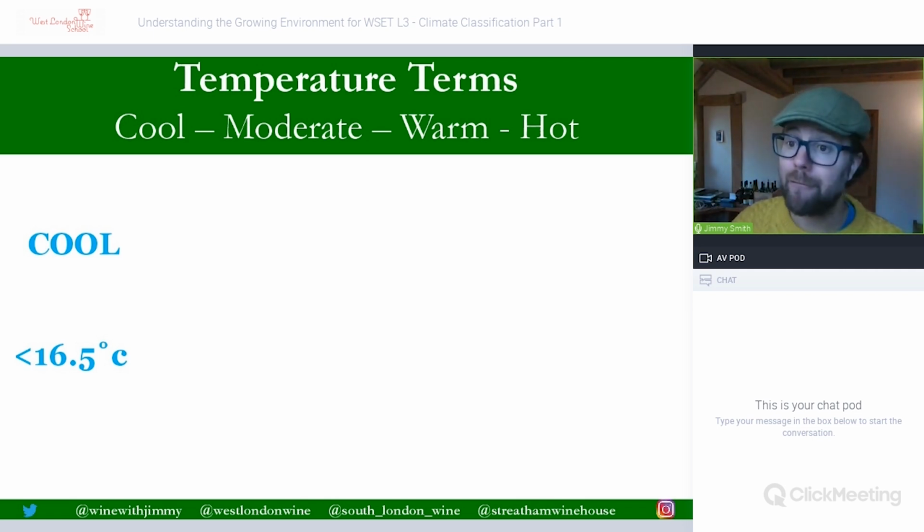So let's have a look then. We have a 4-level scale, as you can see in the top: cool, moderate, warm, and hot. So what does that mean in terms of the temperature? So first up, we have a cool temperature here. So we have cool is less than 16.5 degrees Celsius in the growth season. Now, the growth season is from April to October. That is the growth of the vine. So the average temperature, therefore, from April to October is below 16.5 degrees Celsius as an average. So that is a cool, the definition of a cool climate.